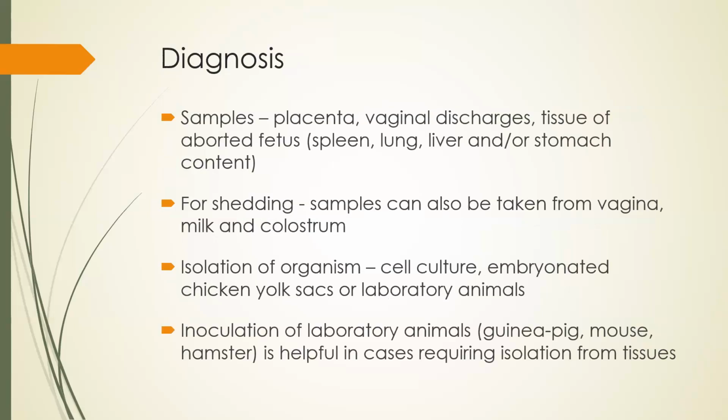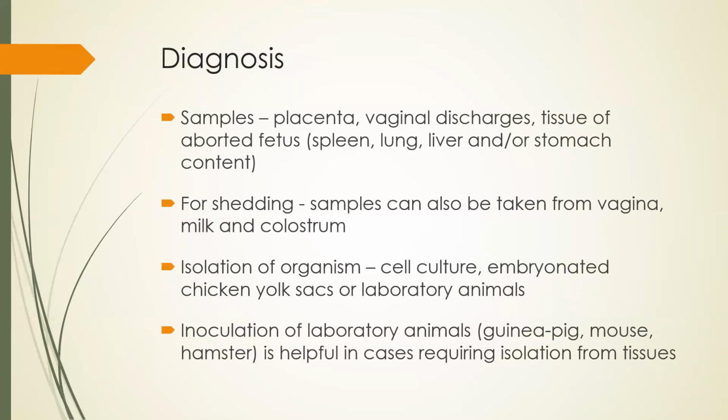Coming towards the diagnosis of the disease, which types of samples are to be collected? Samples in the form of placenta, vaginal discharges, tissues of the aborted fetus, such as spleen, lung, liver, and/or stomach content. In addition to that, we can go for the collection of blood and sera also.